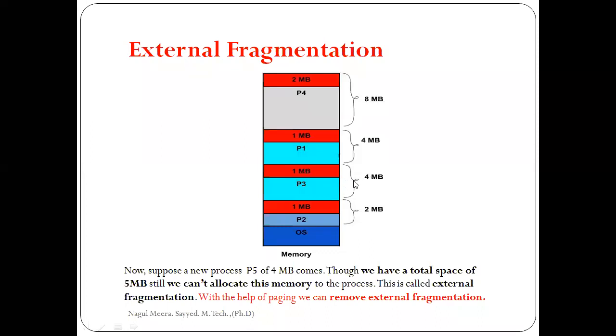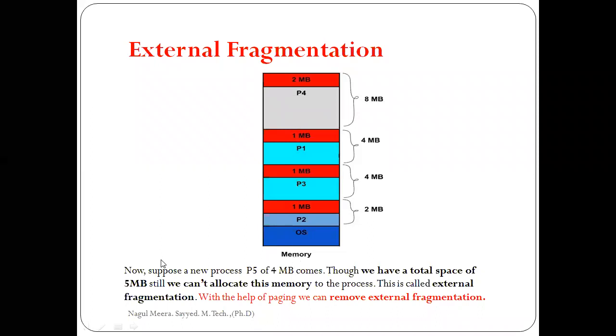Here also there is 4 MB of free space. We are inserting P3, which has a capacity of 3 MB, so 1 MB is free. In this one there are 2 MB of free space, and we are inserting process P2, which has only 1 MB of capacity, so 1 MB of free space remains. Total how much free space? 2, 3, 4, 5. After occupying these four processes, we have 5 MB of free space in memory.